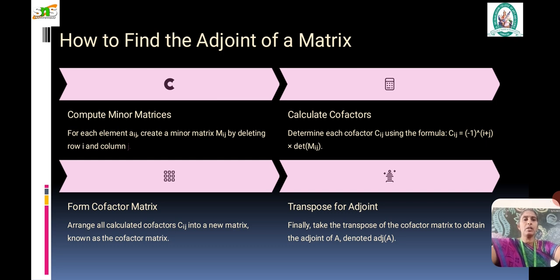After finding the cofactors, we arrange them in rows and columns, and you will get a new matrix known as the cofactor matrix. Finally, after finding the cofactor matrix, you transpose it. This is the definition to find the adjoint of A. First compute the minor matrix, then calculate the cofactor by giving the signs, then arrange the new values in a matrix, and finally transpose the matrix.